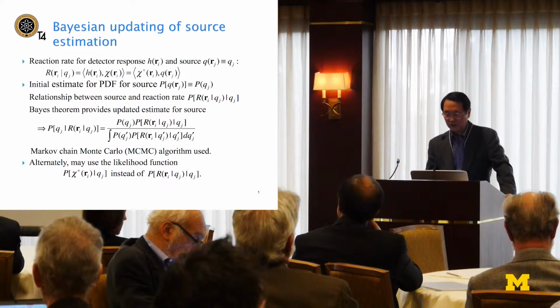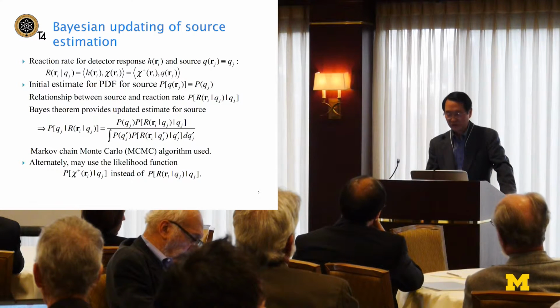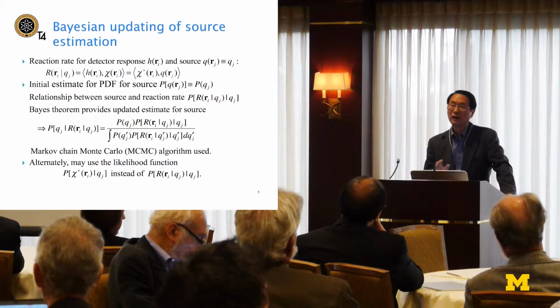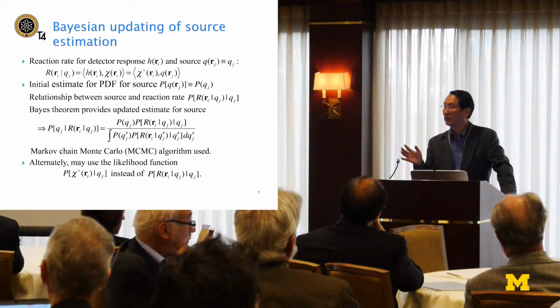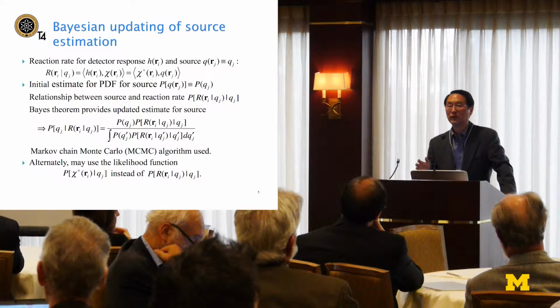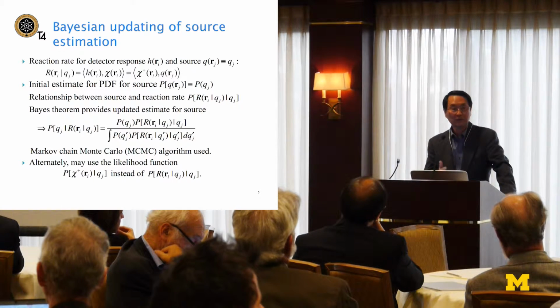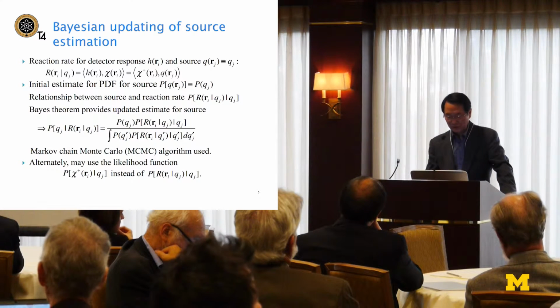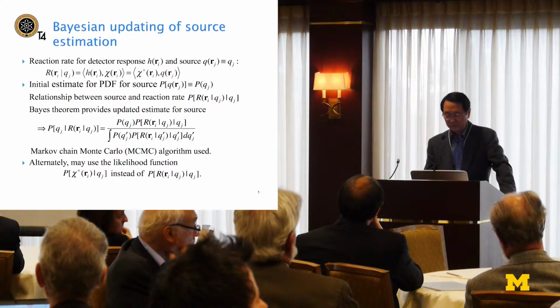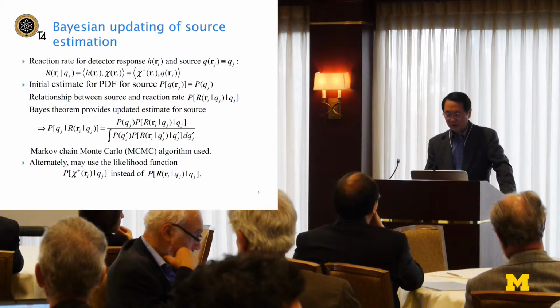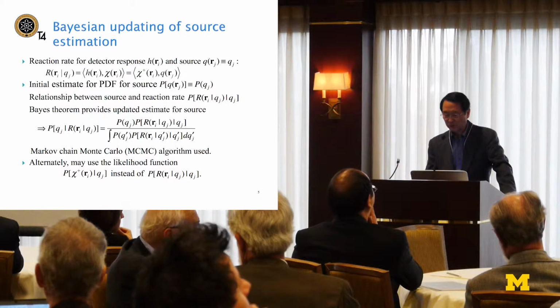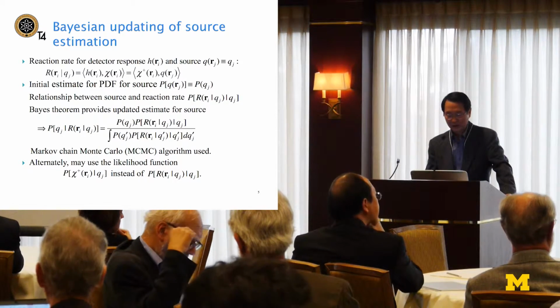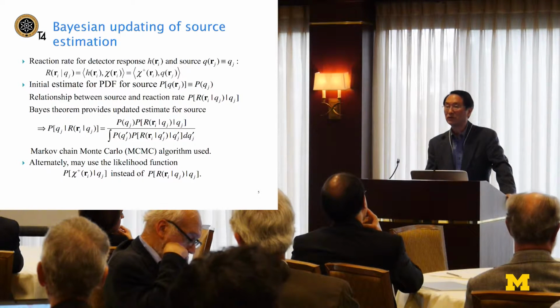So we come up with an initial estimate of the source, and we'll describe a little bit how we went through forward and adjoint combination to get an estimate of the sources with the synthetic databases we use. And so we come up with the relationship between source and the reaction rate. Here we have, and then go through Bayes' theorem.